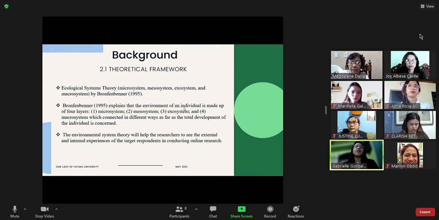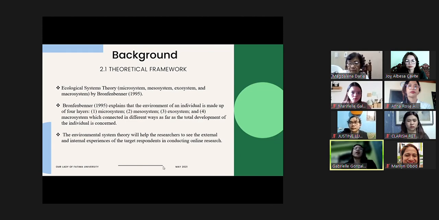For our theoretical framework, this is the ecological theory by Urie Bronfenbrenner, on how people's development is affected by their social relationships and the world around them. The first ecological system is the microsystem, which is the system closest to the person and the one in which they have direct contact. The microsystem is the immediate environment the person or student lives in.